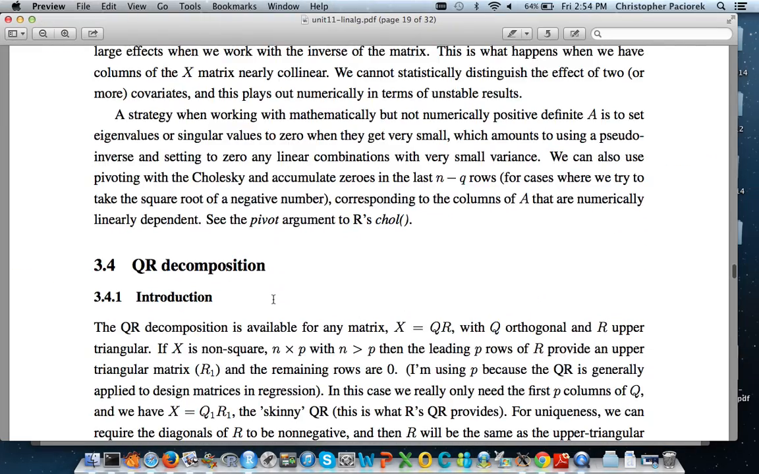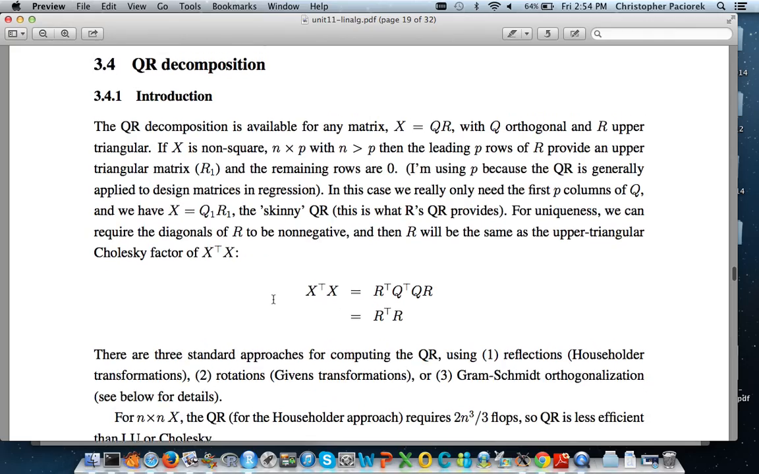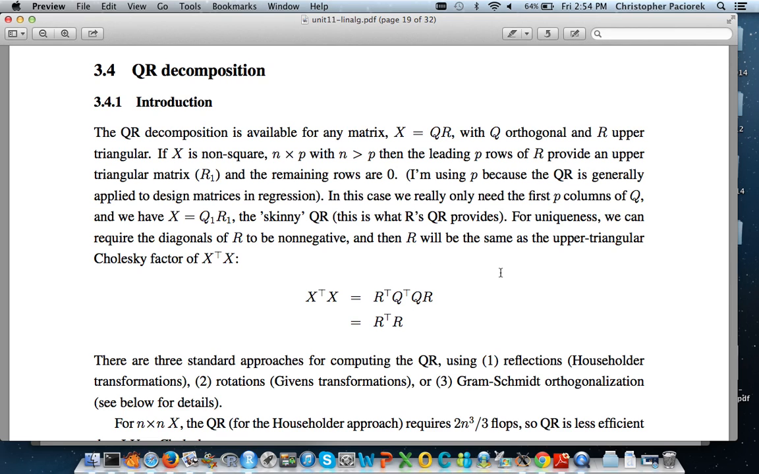Next decomposition we're going to talk about is the QR decomposition. So here we're starting to get into thinking about regression. So basically, you can take any matrix A and decompose it into this QR decomposition. Q is going to be orthogonal, and R is going to be an upper triangular matrix.